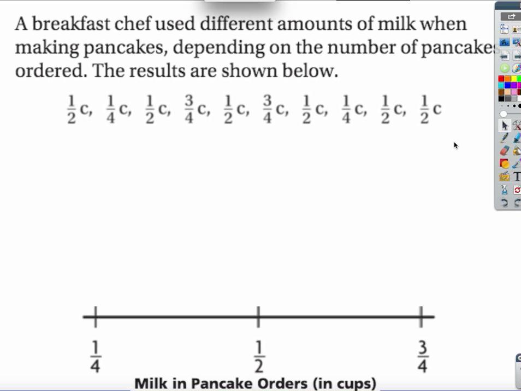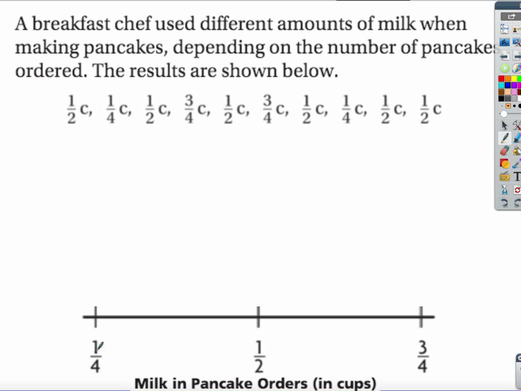Line plots, and what line plots are for is to organize our data so that it's easy to look at and see and answer questions from. Okay, so the first thing we always do is on the baseline down here, we put our list of data. We put the smallest one on the left.